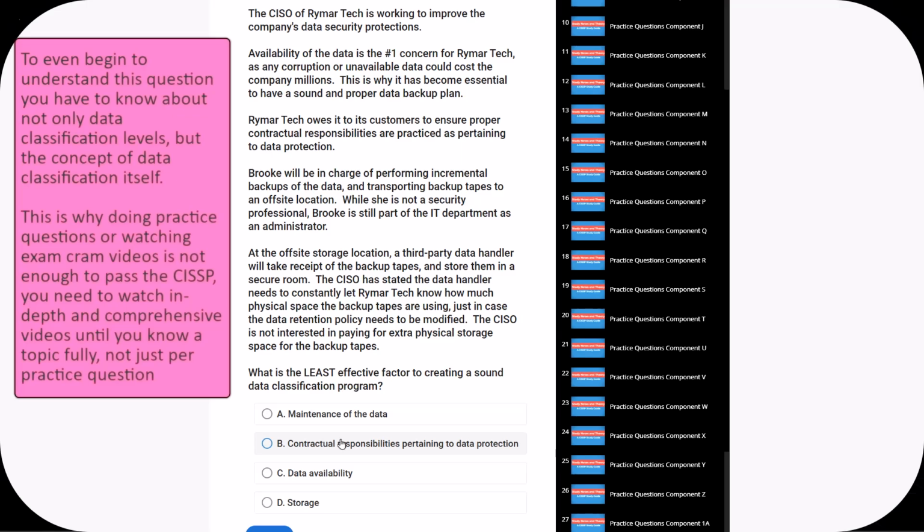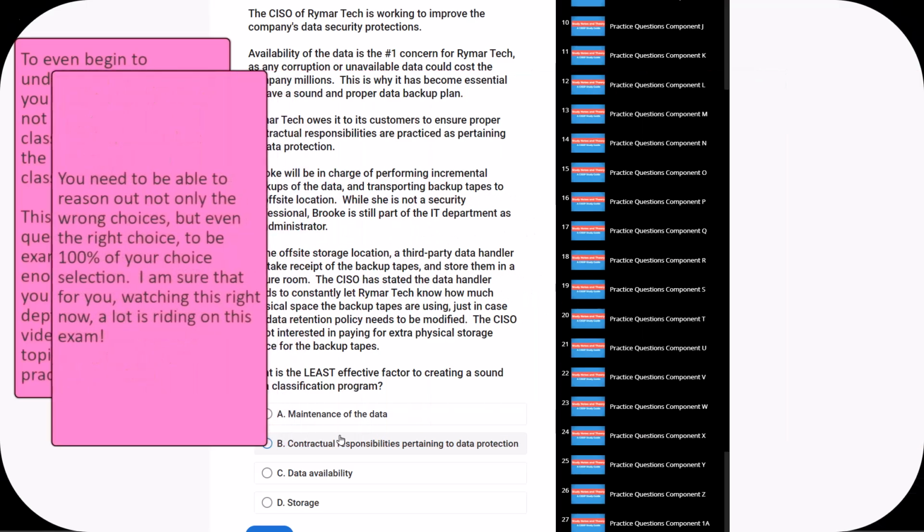Especially with Brooke in her data custodian role, you need to listen to the data owner, who will dictate the responsibilities of the data custodian, which is Brooke, on what the contractual responsibilities are. So choice B and A are definitely important factors to consider for data classification. And choice C, is that the right answer? Data availability? Yeah, again, just like data retention, is the data around? You've got to make sure the data is available.